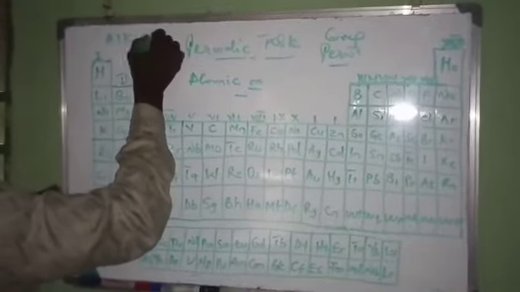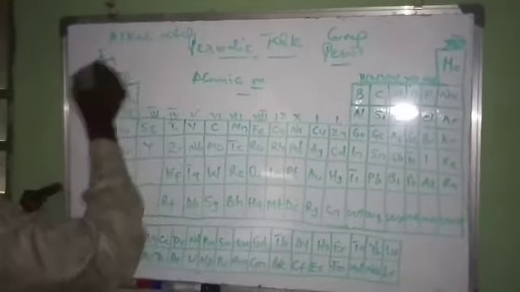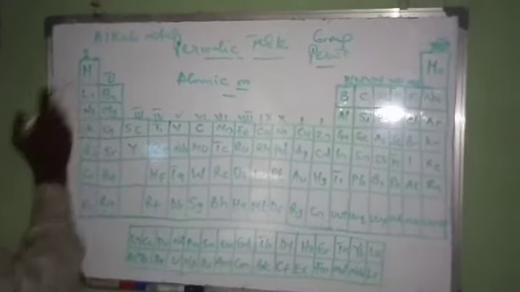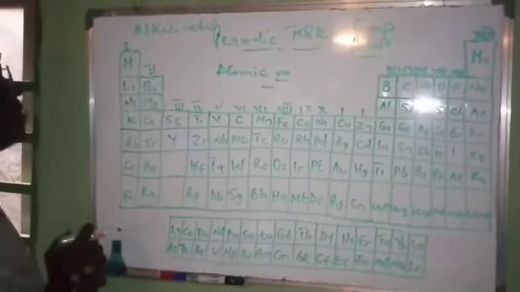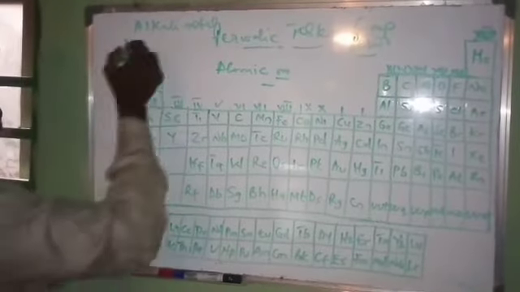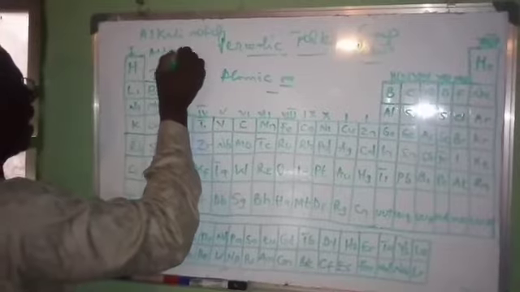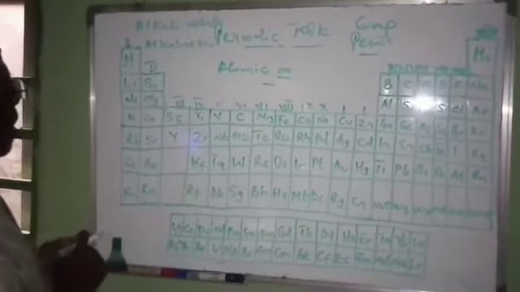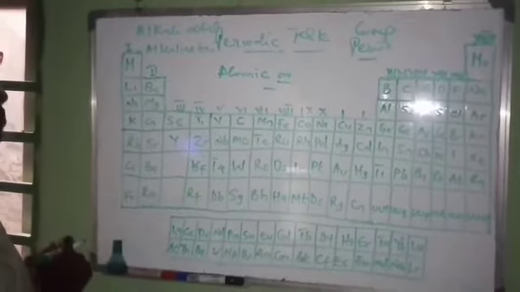We have names given to some of these groups. Elements in group 1 are known as the alkaline metals, except hydrogen that is in that group, because the atomic number of hydrogen is 1, so it falls into that group, but it is not a metal. We have the group 2 elements that are known as the alkaline earth metals. They are from beryllium down.